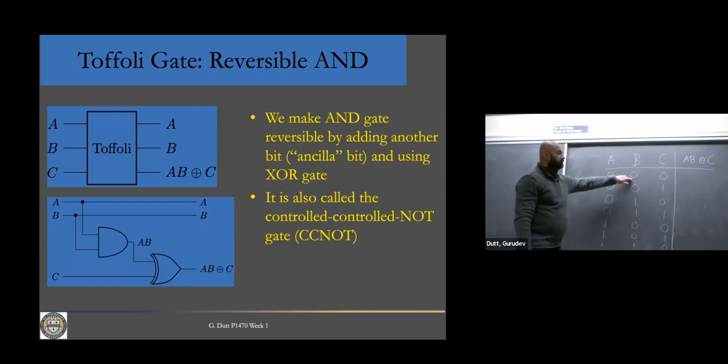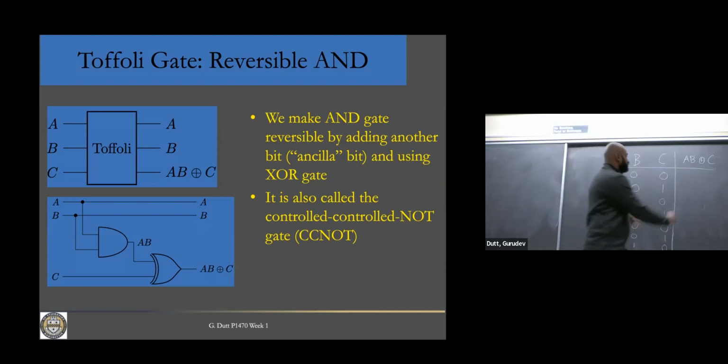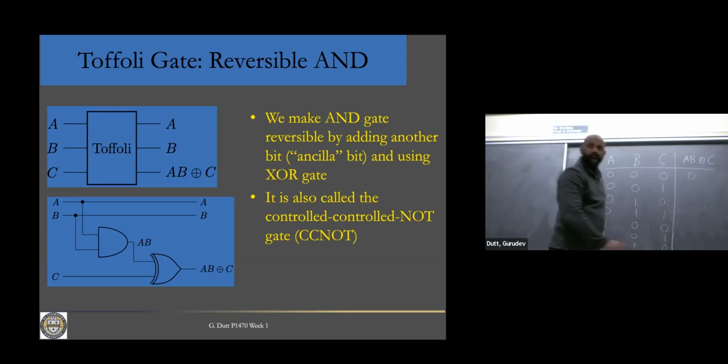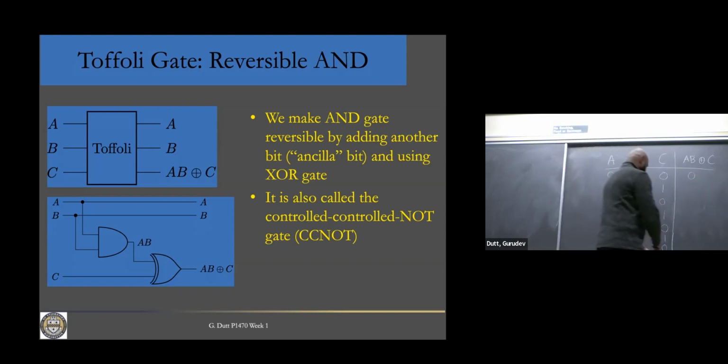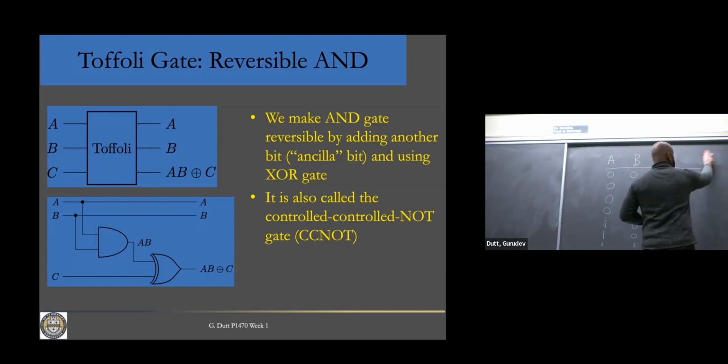So AB XOR with C, that's still going to be 0. And by the way, we should keep track: remember, the output has all 3 of these. So it has A, B, and then AB.